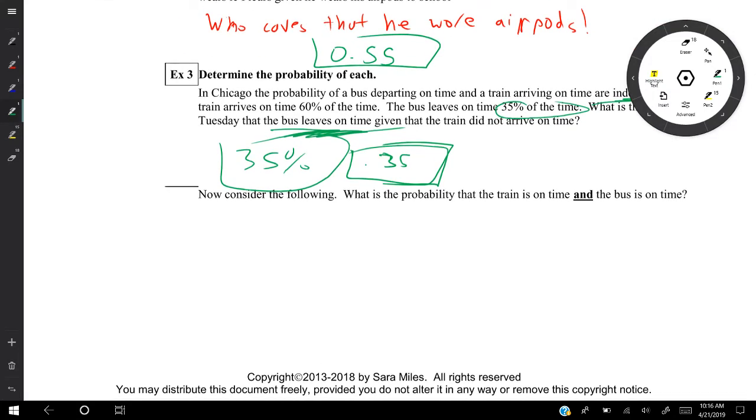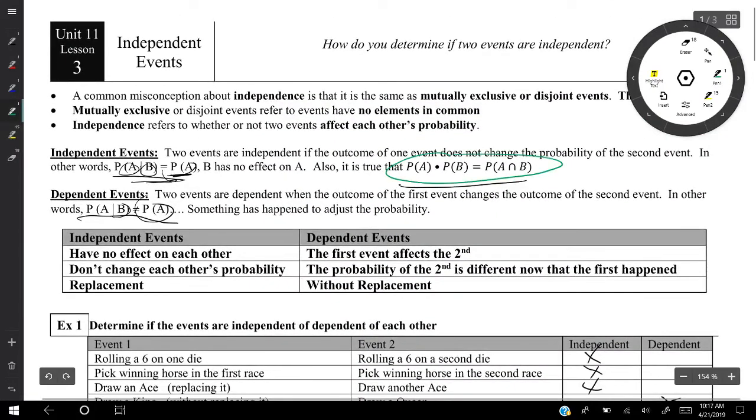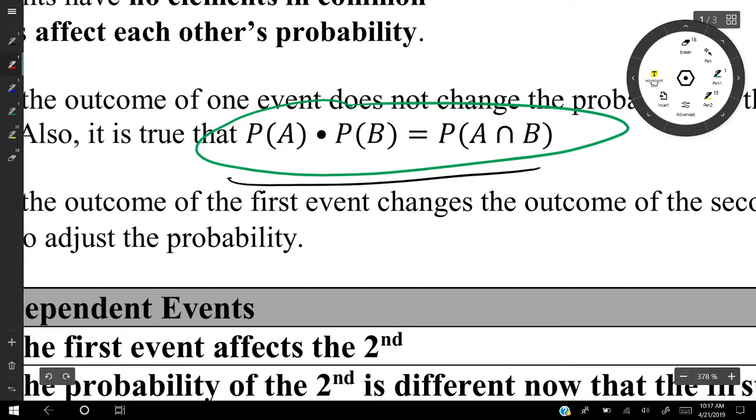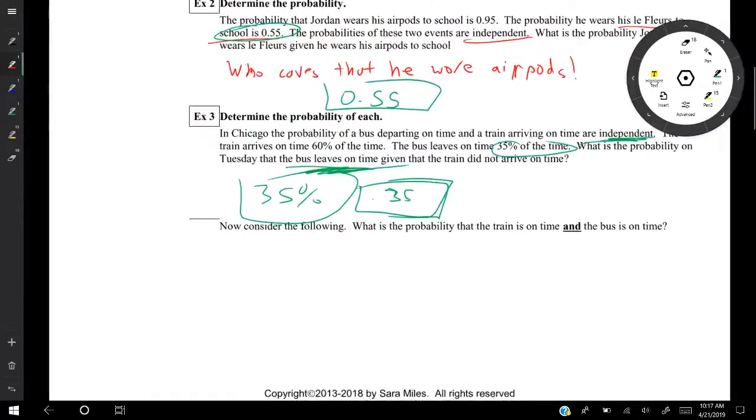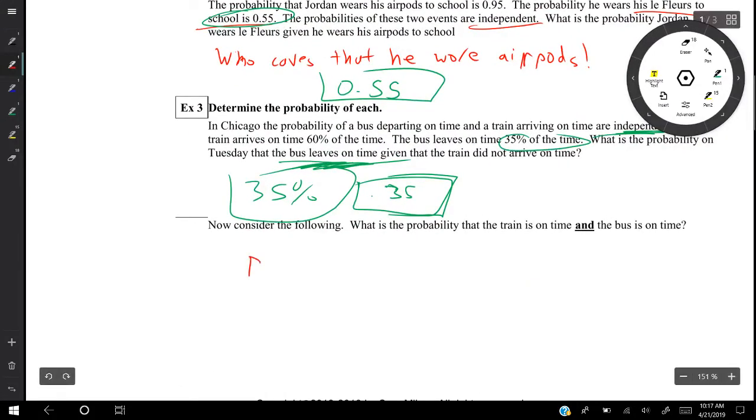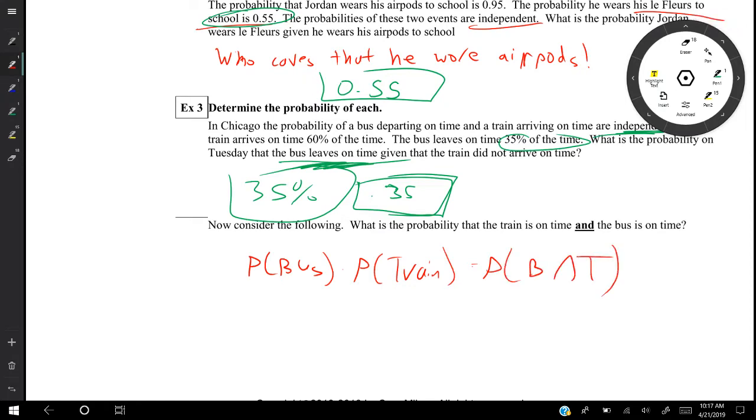Now consider the following. What is the probability the train is on time and the bus is on time? Oh, wait a minute. This guy here, lovely. This means and. Remember that? That symbol means and. So we're going to use this. Because the events are independent, the probability of the one event times the probability of the other event gives me and. That's a unique thing for independent events. So probability of bus times probability of train is equal to probability of bus and train. So what is the probability that the bus and the train are on time?